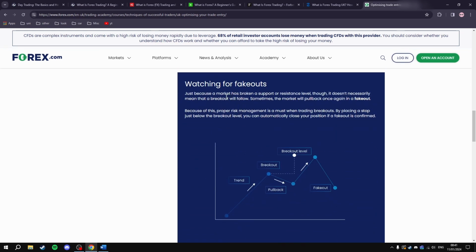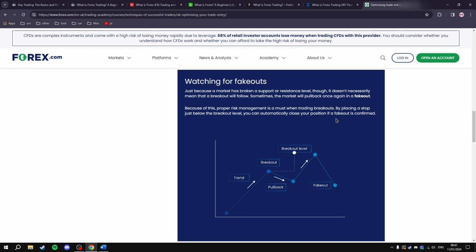Watching for fake outs. Just because a market's broken a support or resistance level, though, it doesn't necessarily mean that the breakout will follow. Sometimes the market will pull back once again into a fake out. Because of this, proper risk management is a must when trading breakouts. By placing a stop just below the breakout level, you can automatically close the position if a fake out is confirmed.